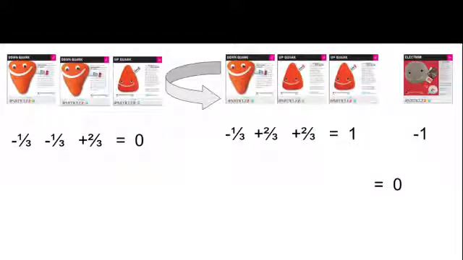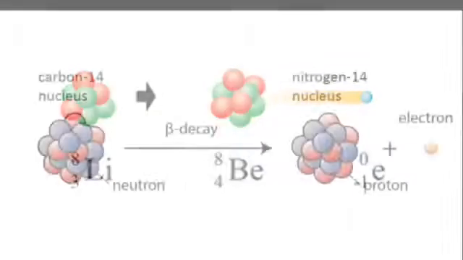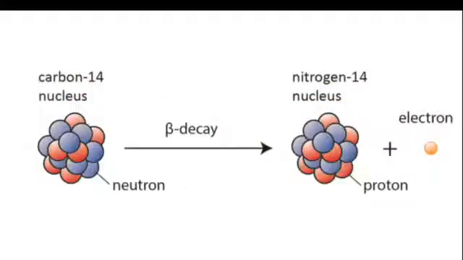The total charge before is 0 of the neutron. The total charge afterwards is 0 because the ejected -1 charge balances that +1 charge of the proton that's now left behind. And remember that mass is conserved too. That's beta minus decay.